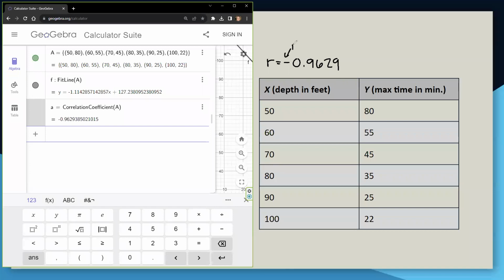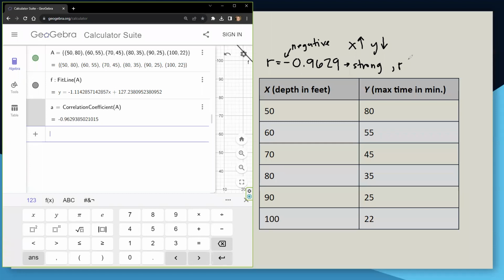So I know that that negative sign tells me my data has a negative slope. So as that depth in feet gets bigger, the maximum dive time should get smaller. Those variables change in opposite directions. So I know as X goes up, Y goes down. I also know this is a fairly strong linear relationship because that's pretty close to -1.